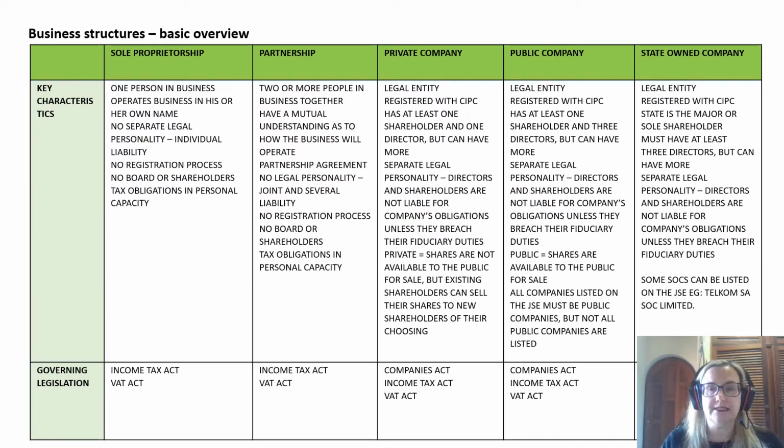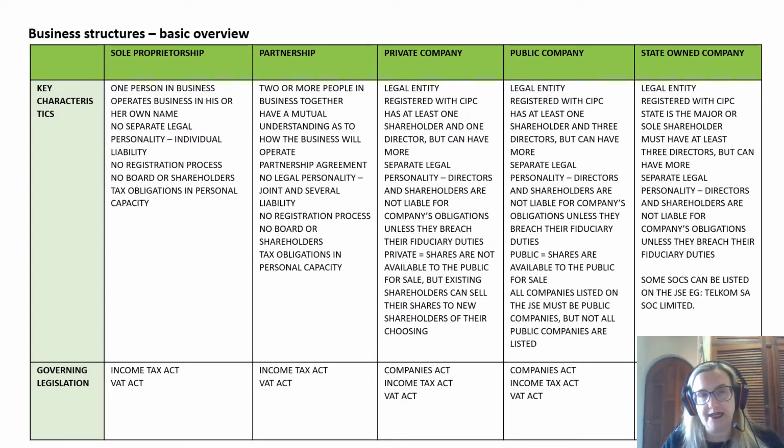Let's have a look at different types of entities or business structures through which you can do business. So you don't have to do business through a company. It is the most common form of doing business for various reasons. There's pros and cons, but there is nothing to stop an individual in their own capacity starting a business. There's just pros and cons to how it is that you decide to structure your business.